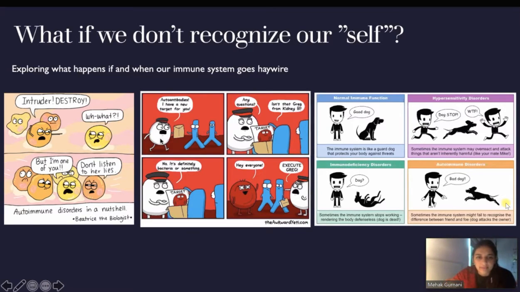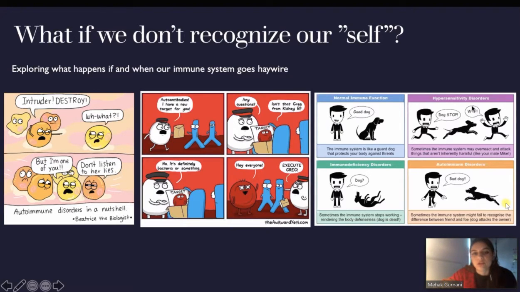And the same happens here. The story talks about the same thing. Your body recognizes it as a pathogen, or as a bacteria, virus, for whatever reason, and then they send the command to attack them. If you look at normal immune function, this cartoon summarizes it quite nicely. Your immune system is like a guard dog that protects your body against threats. And there are different things that can happen depending on how severe your case is.